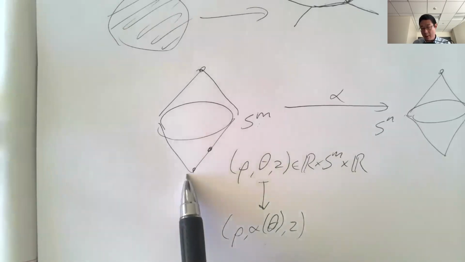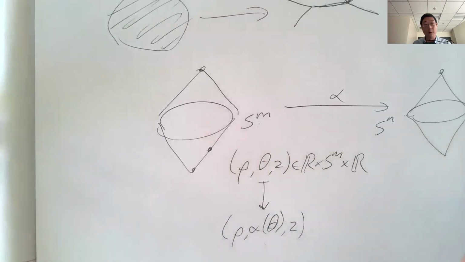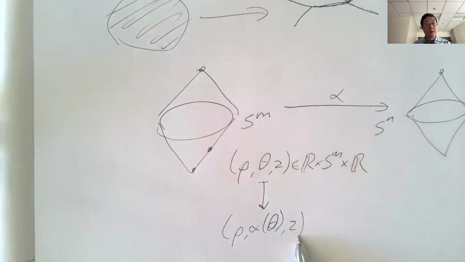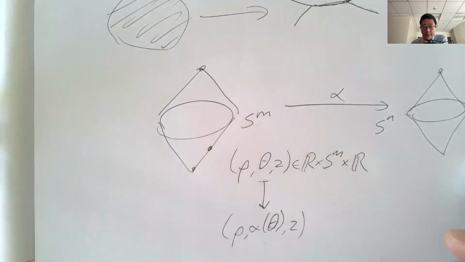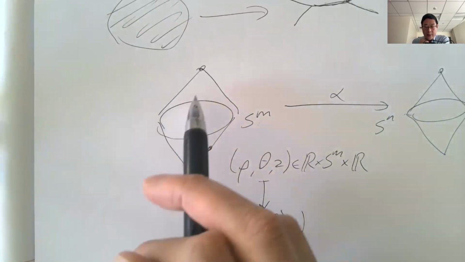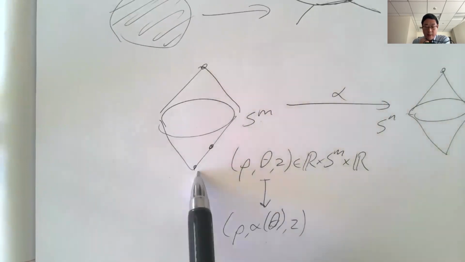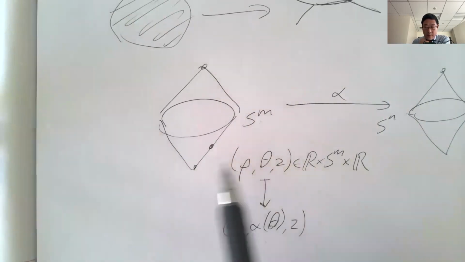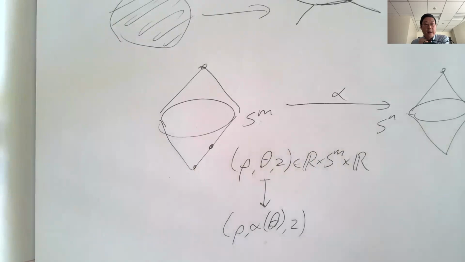I'm going to view suspensions as maps that can be written in polar coordinates in this way, but in polar coordinates as a map that sends rho, theta, z to rho, alpha theta, z. And so the thing I want to show is that if I have a map like this, then I can extend it to the ball in a way that doesn't increase the rank. Okay. So how do we do that?